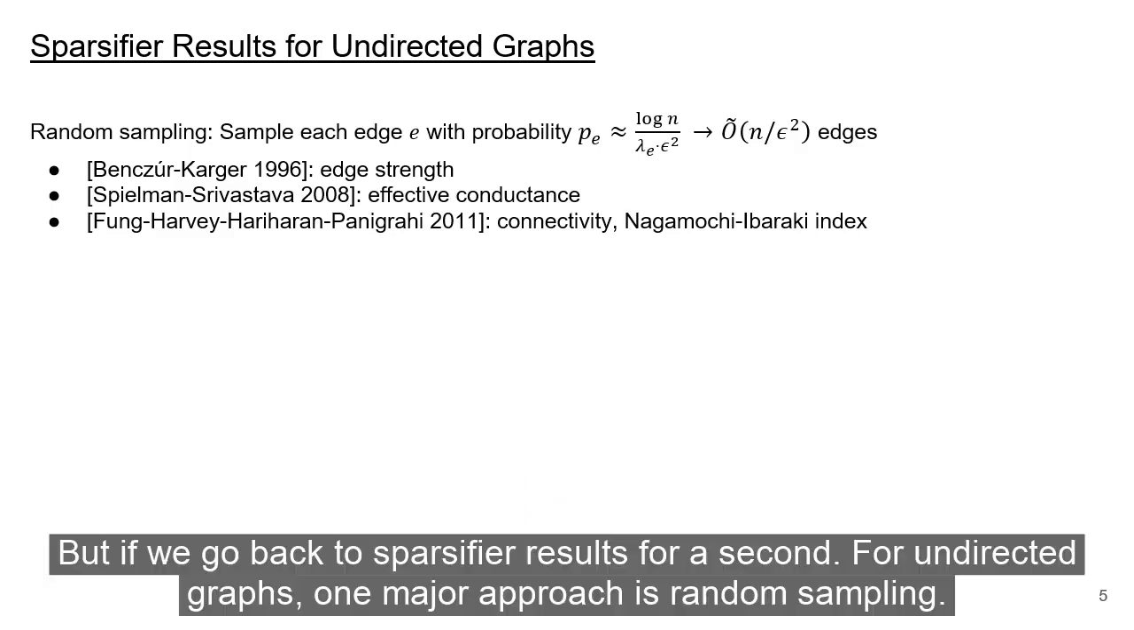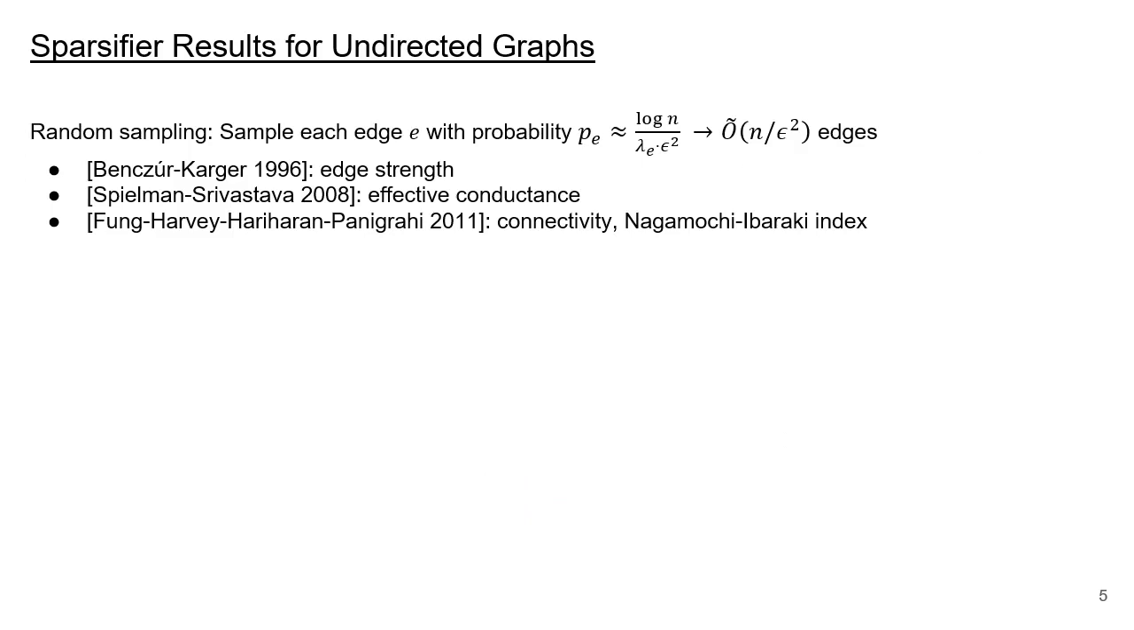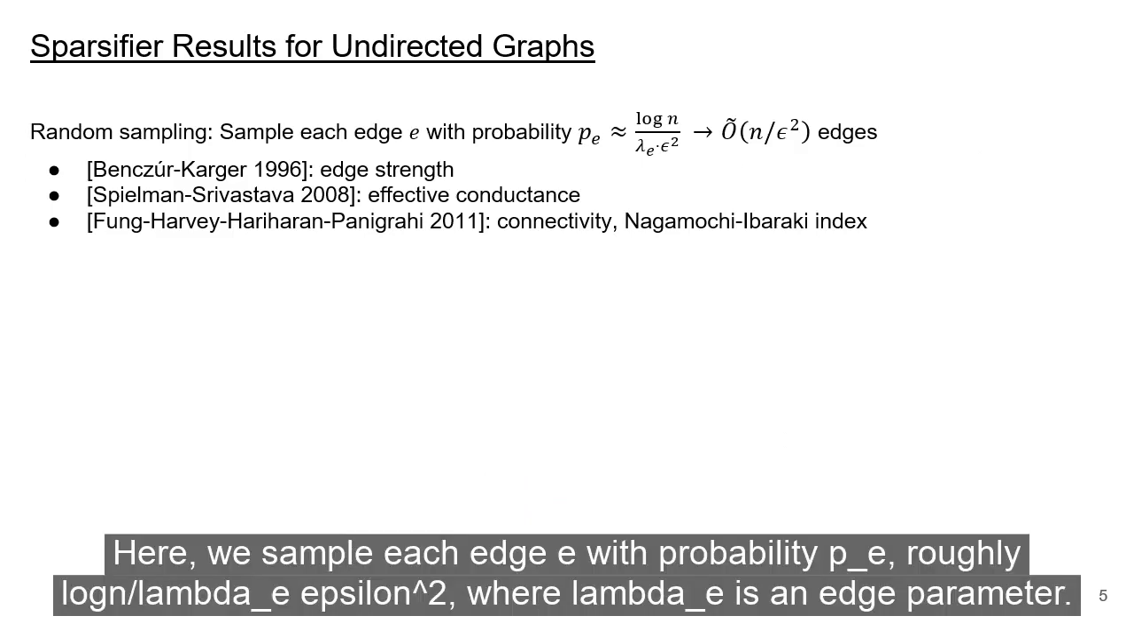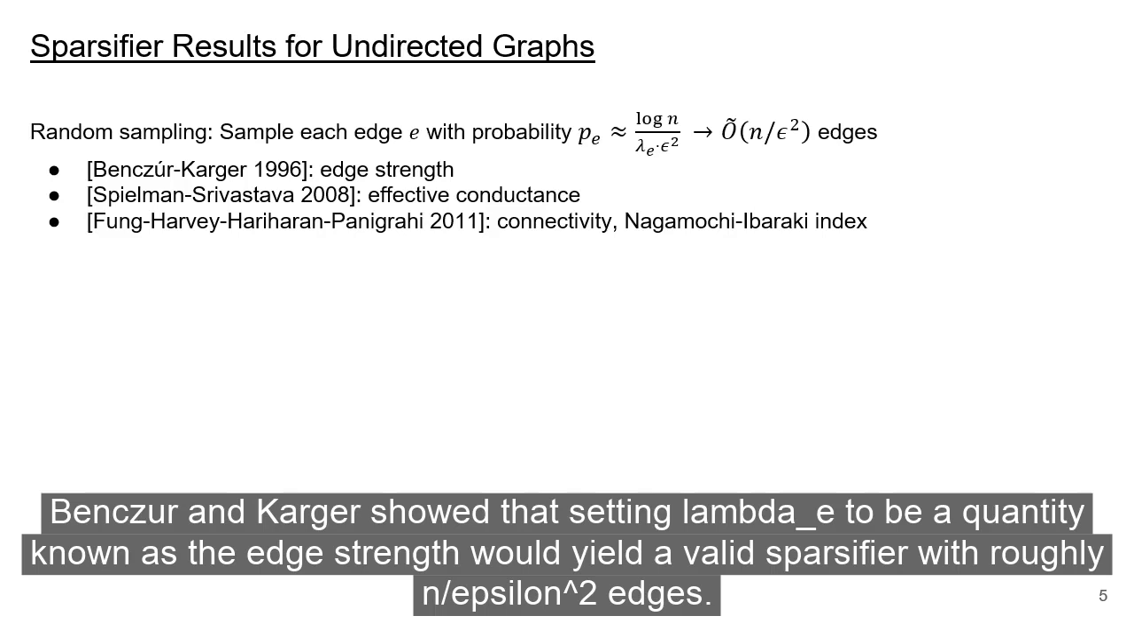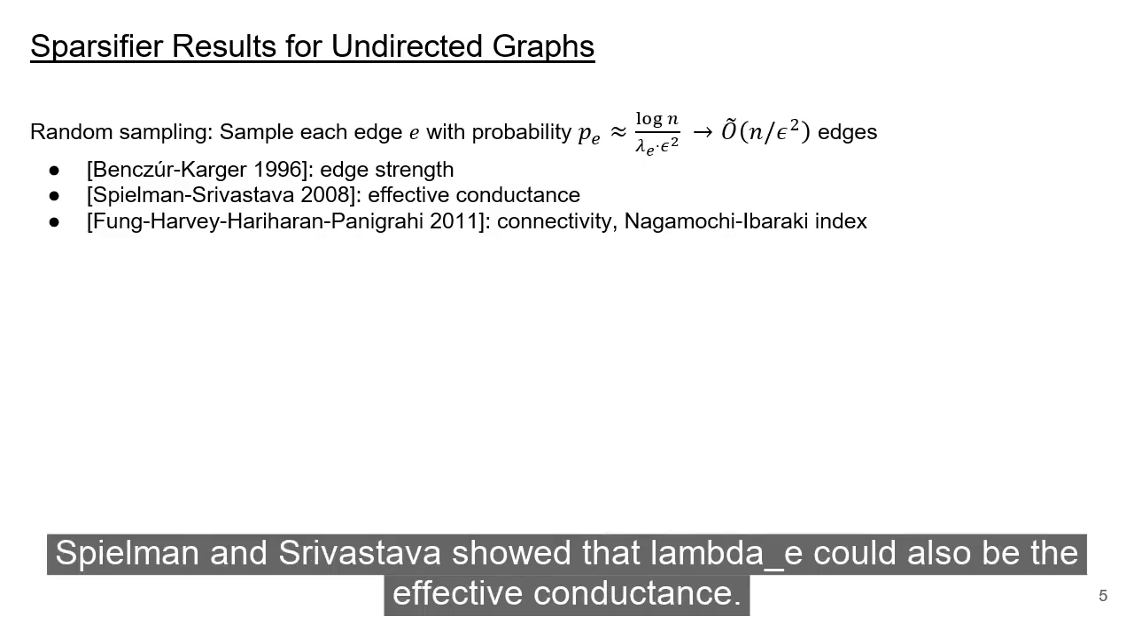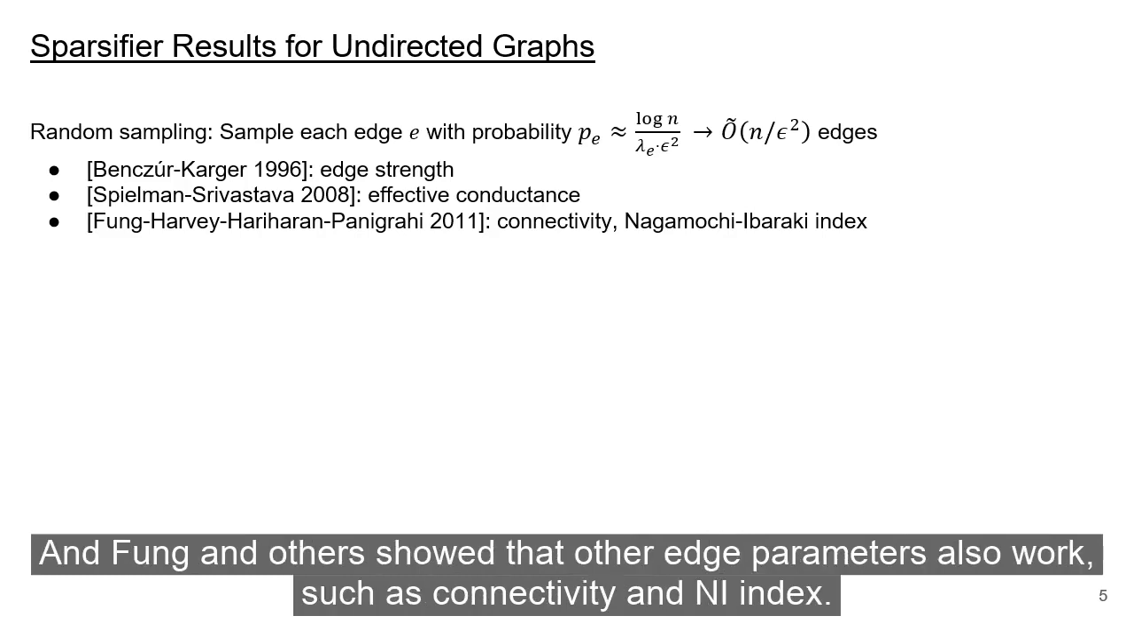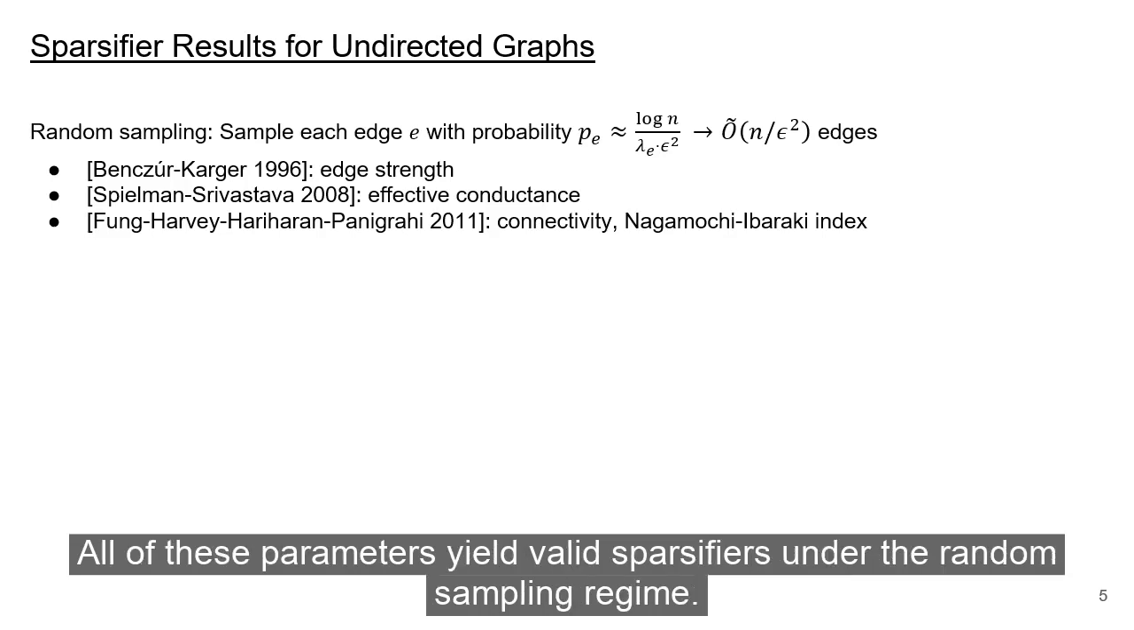But if we go back to sparsifier results for a second, for undirected graphs, one major approach is random sampling. Here we sample each edge E with probability p_E, roughly log n over lambda_E epsilon squared, where lambda_E is an edge parameter. Benczúr and Karger showed that setting lambda_E to be a quantity known as the edge strength would yield a valid sparsifier with roughly n over epsilon squared edges. Spielman and Srivastava showed that lambda_E could also be the effective conductance. And Fung and others showed that other edge parameters also work, such as connectivity and NI index. All of these parameters yield valid sparsifiers under the random sampling regime.